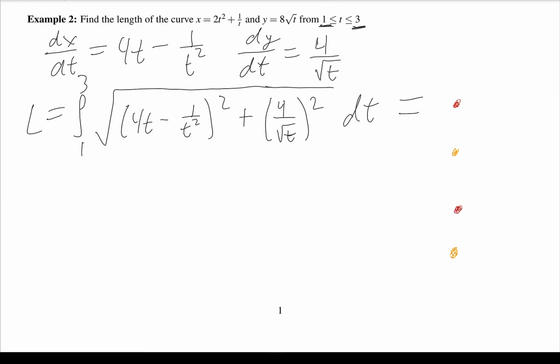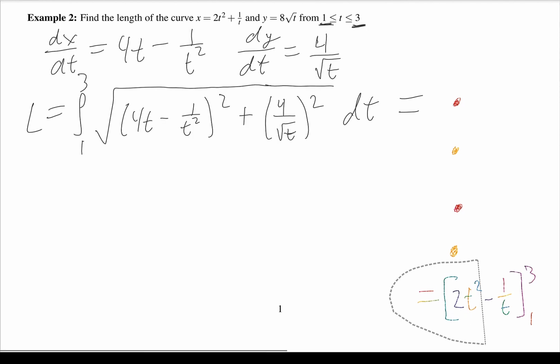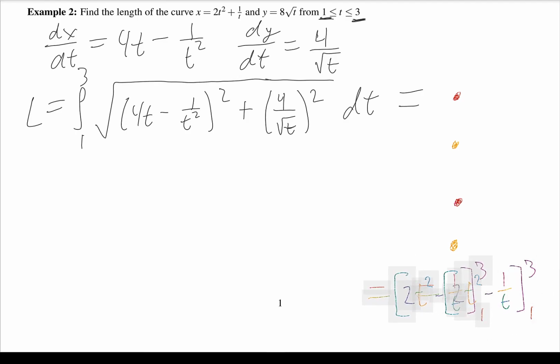And however you evaluate it, you should come out with that this is going to be equal to 2t squared minus 1 over t, evaluated from 1 to 3, and of course I'm going to run out of room here. So let me move this over a little bit. And this will be equal to 50 over 3. If you get something different, please let me know, or if you're stuck trying to calculate this integral, please let me know, and we can work through it.